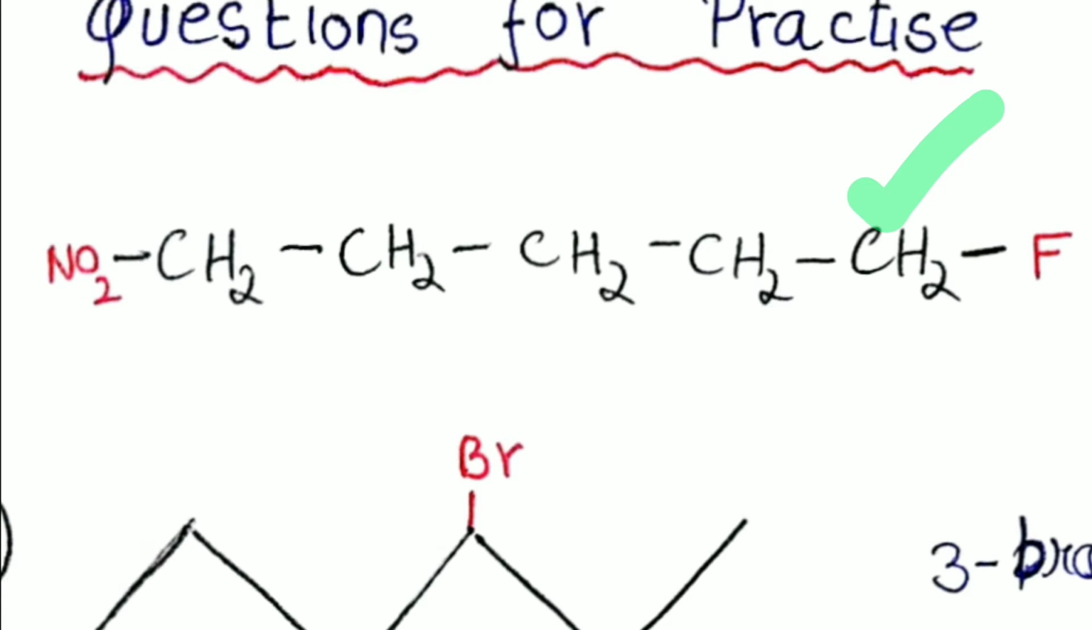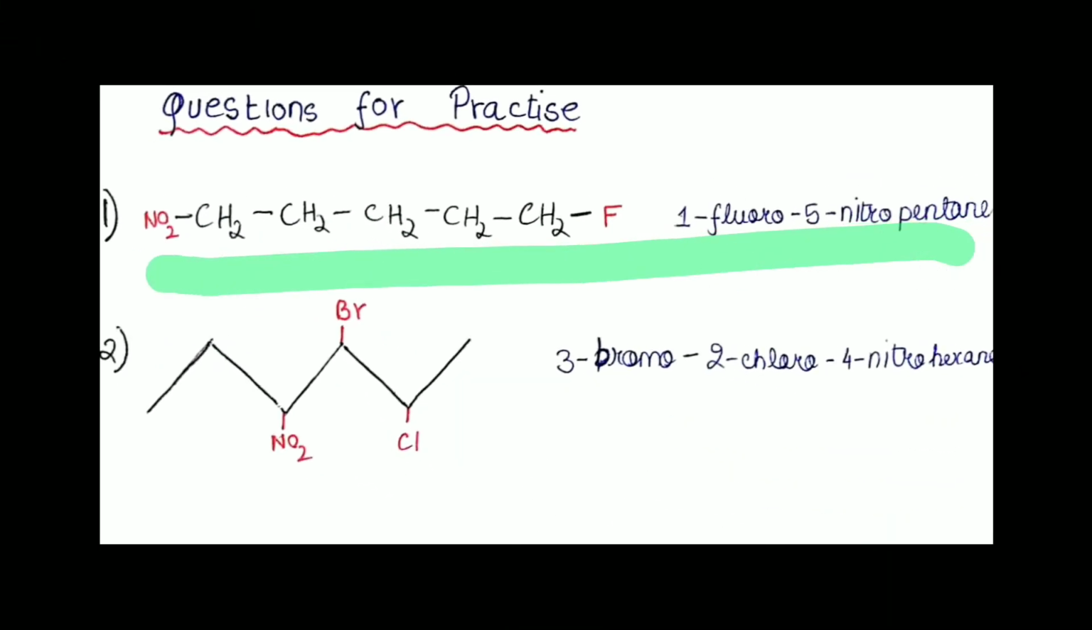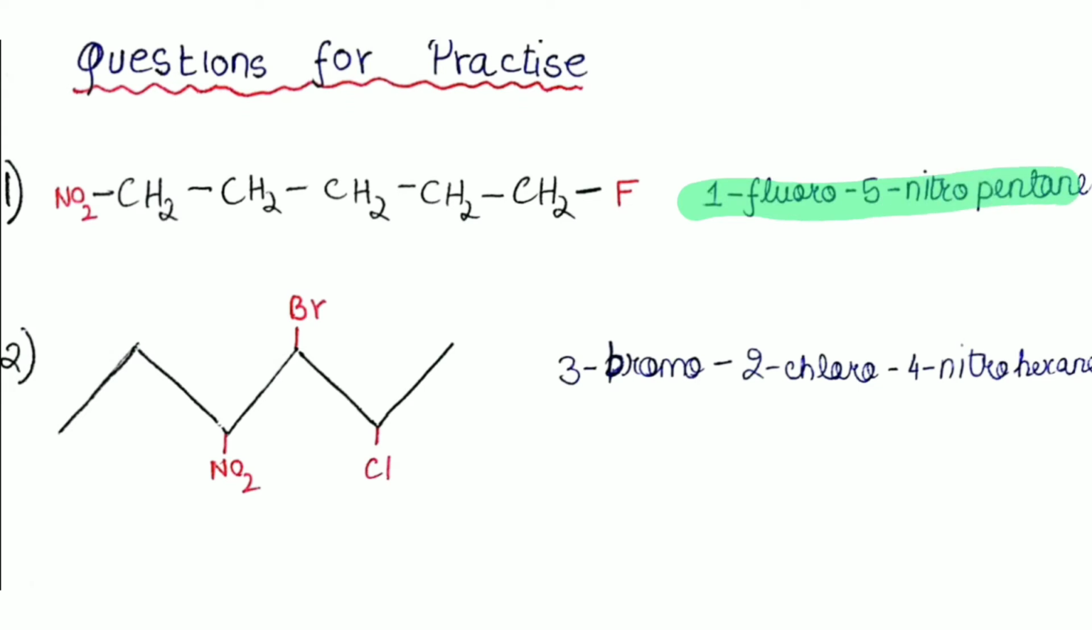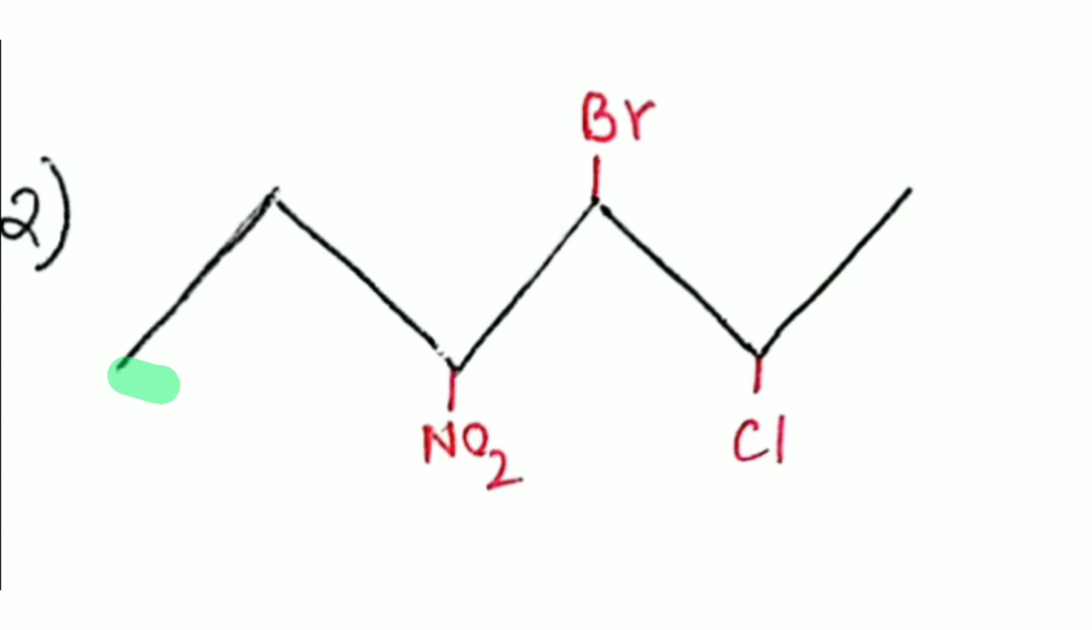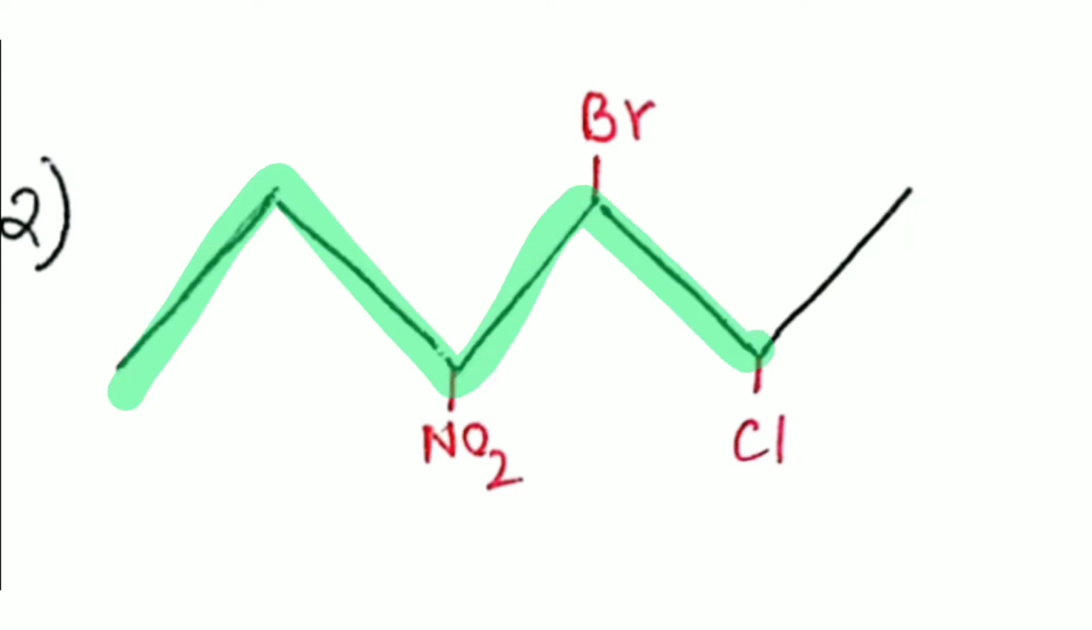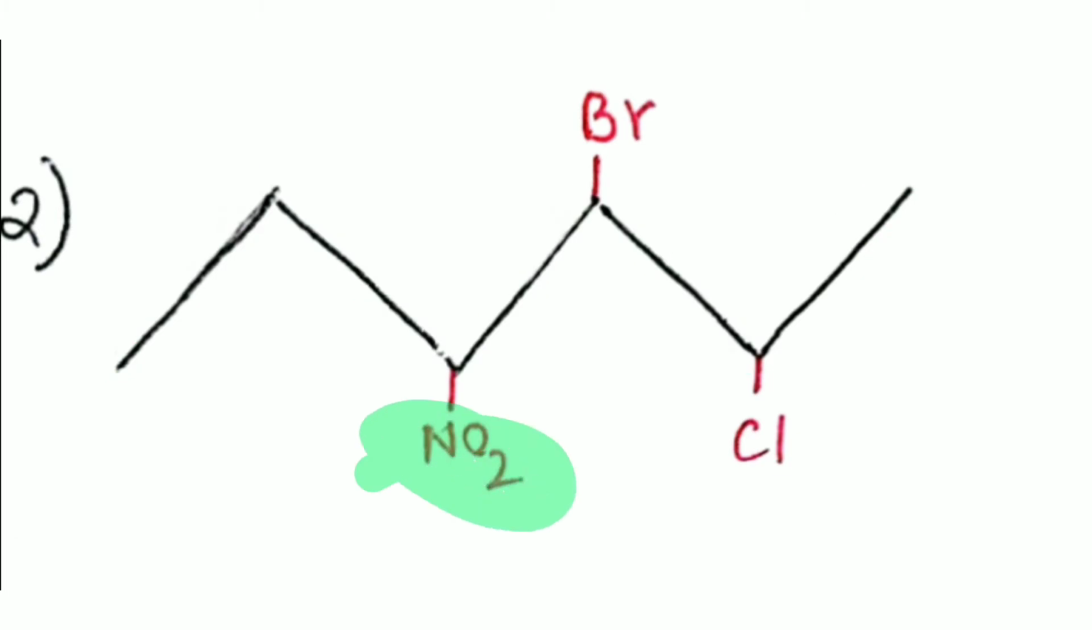So the name of this compound, any guesses, will be 1-fluoro 5-nitro pentane. That's exactly what the name of this compound is, 1-fluoro 5-nitro pentane. Now let's come to the second example here. We have a principal carbon chain consisting of 1, 2, 3, 4, 5, 6 carbon atoms. Now each edge of these lines depicts 1 carbon atom each. So therefore we have a 6 carbon atom principal carbon chain consisting of a nitro group, chloro group and bromo group attached to it.